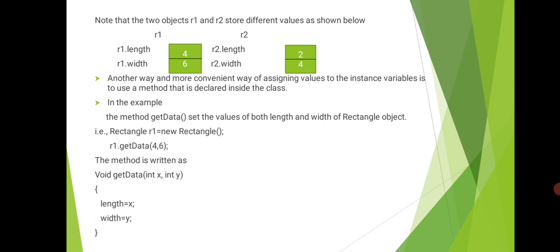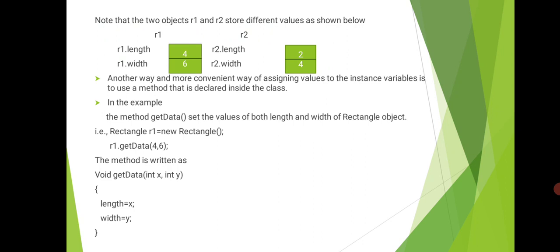So r1 is created, r2 is created. The syntax is: Rectangle r1 is equal to new Rectangle, then Rectangle r2 is equal to new Rectangle. So r1 and r2 are both objects created, r1 having its own length and width and r2 is also having its own length and width.